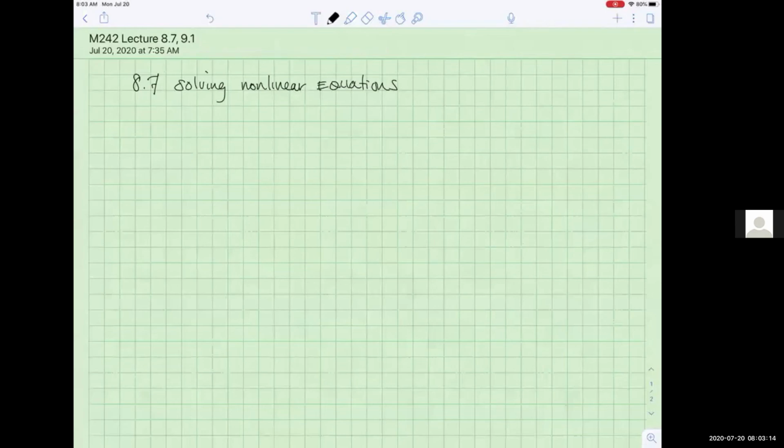The first section we're going to talk about today is section 8.7 on solving nonlinear equations. This is very similar to what we've already been doing, but we're not going to be using matrices in this section. We're just going to be using the same three basic techniques that we used in 8.1.